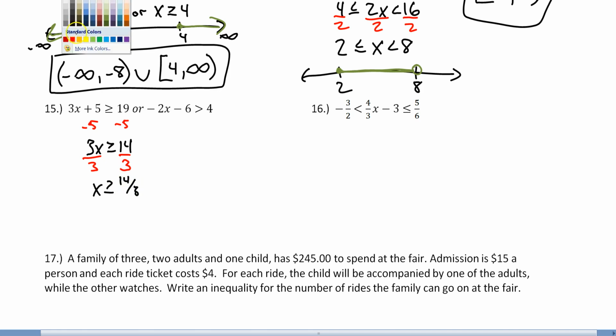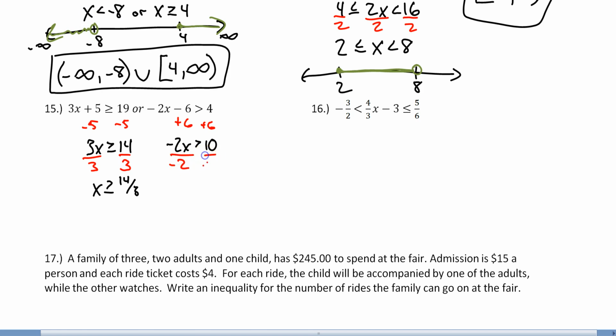Now the next one, I'm going to solve this guy as well. I add the 6 to each side. And then I'm going to divide by the negative 2. And once again, because it's an inequality, if I divide by a negative, I have to flip the inequality sign. It becomes x is less than negative 5. I put my word "or" back in between.